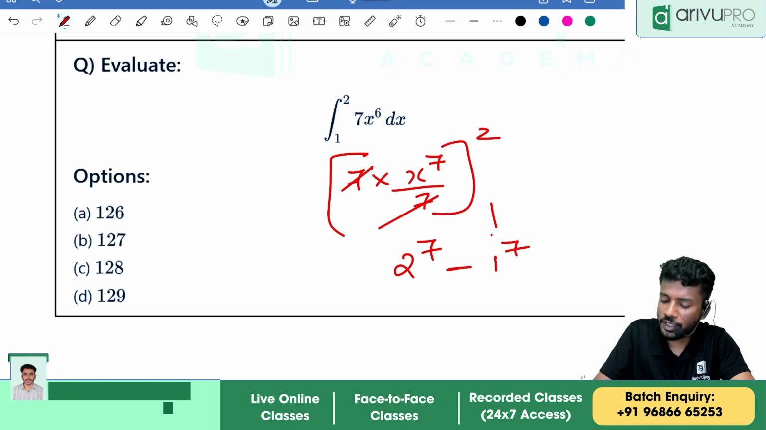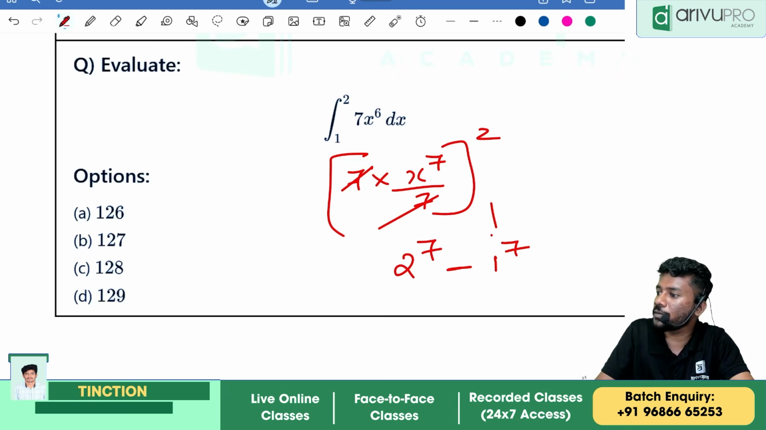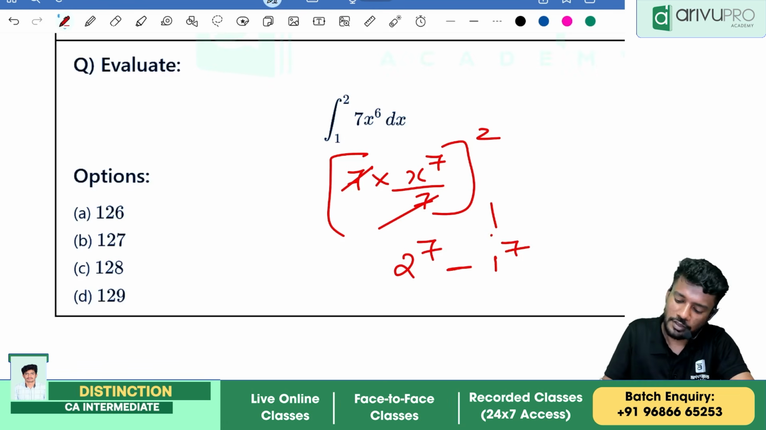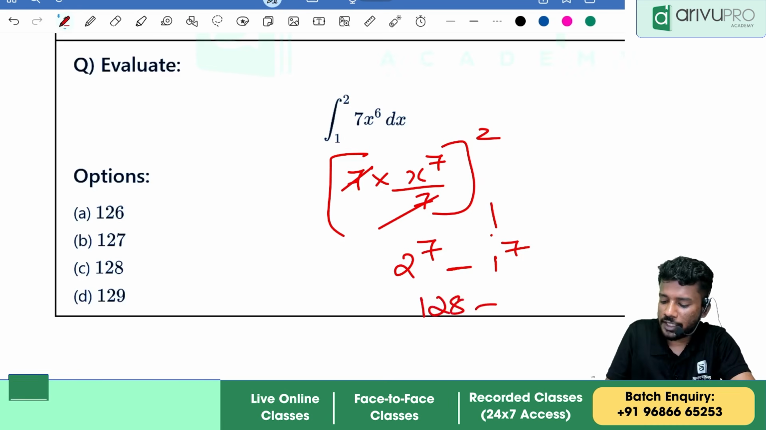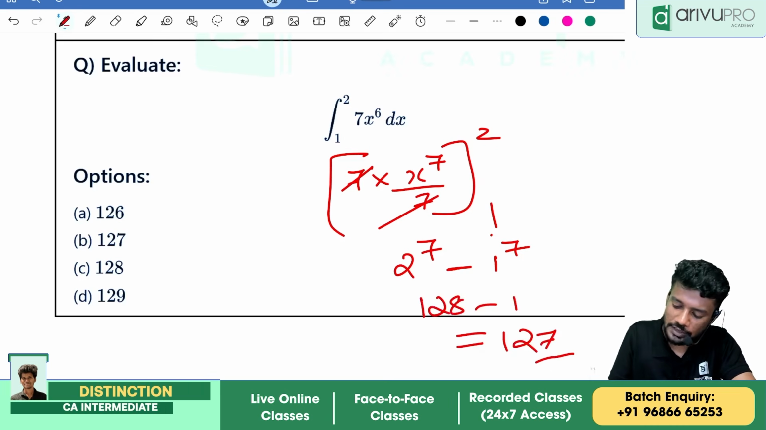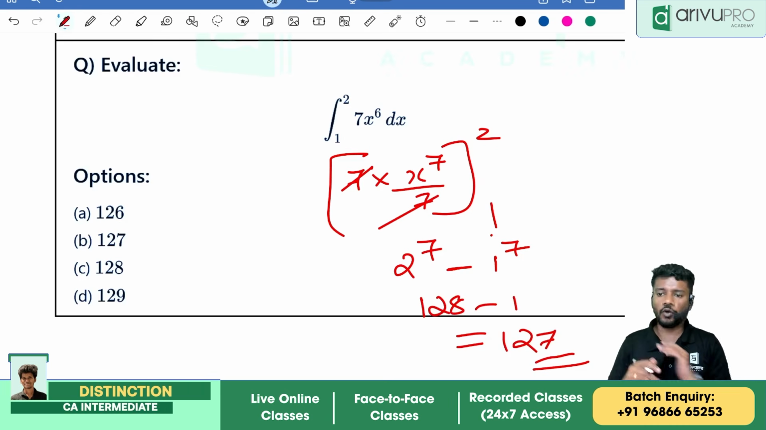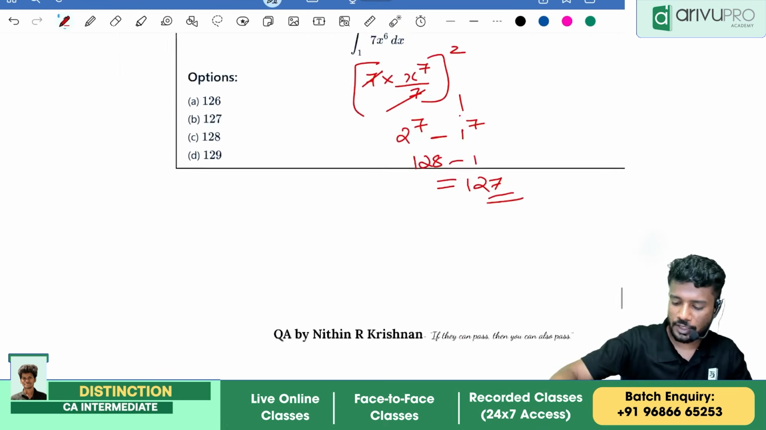So we apply the upper limit, then the lower limit. Correct? Any doubt in this? How much is it? 128, yes. 128 minus 1 is 127. Upper limit minus lower limit, the basic thing. Next one.